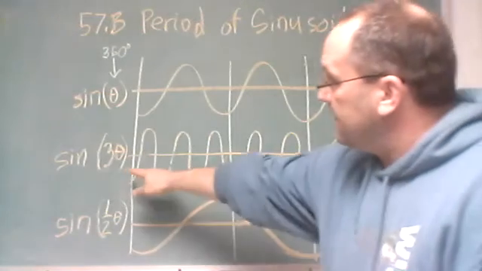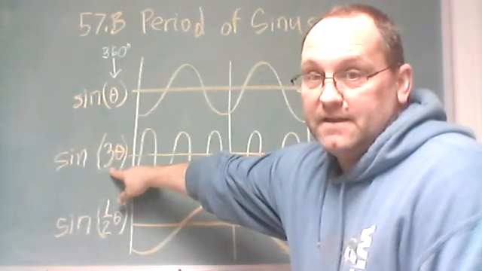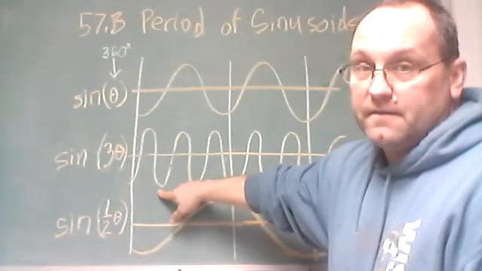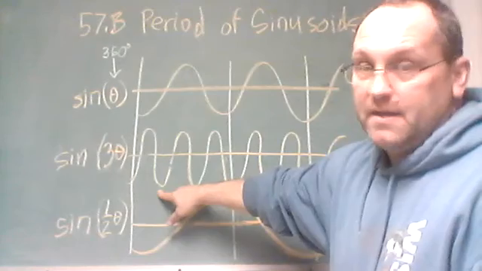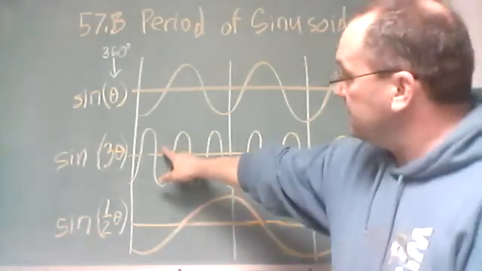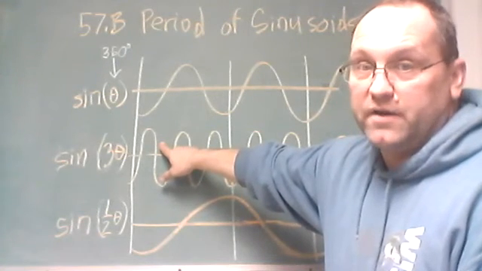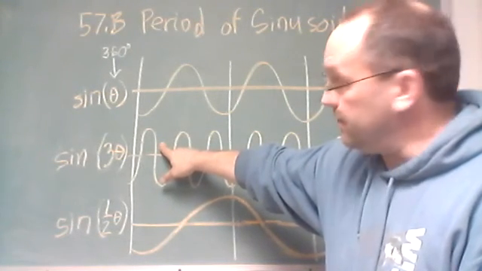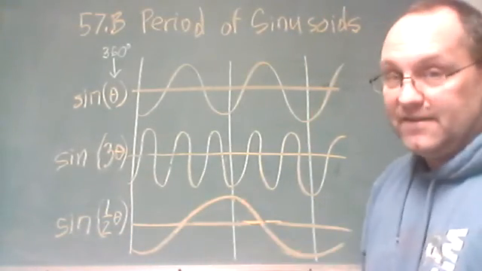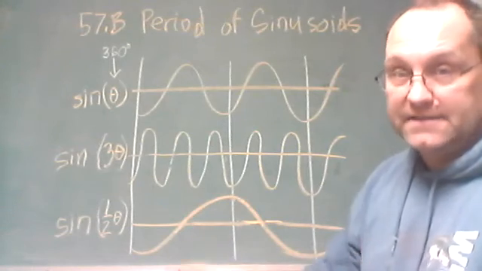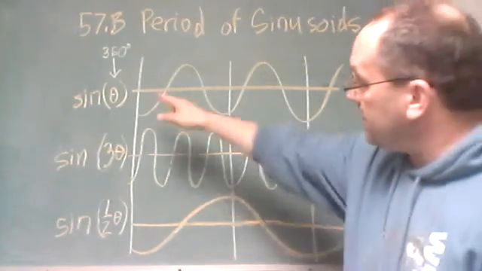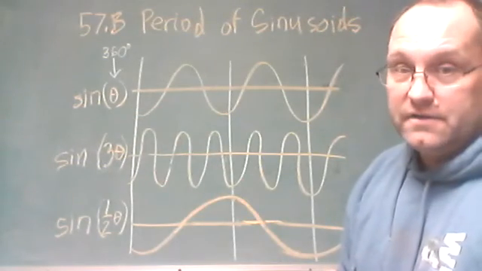So just keep track. The number multiplied by the variable theta will increase the number of repetitions, but it effectively decreases the periodic cycle. The period becomes 1/3 of 360, which is 120 degrees. It repeats every 120 degrees. When we multiply by a fraction, it lessens the number of repetitions, because 1/2 is less than 1. It lessens the number of repetitions compared to the original sine function.